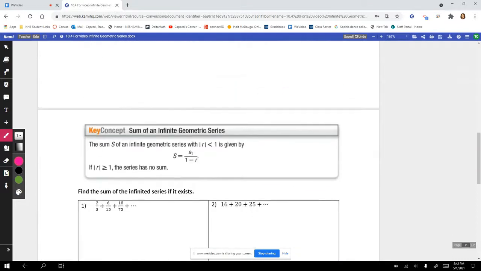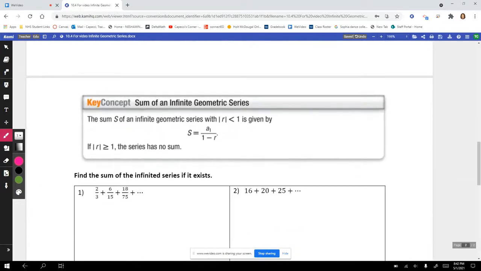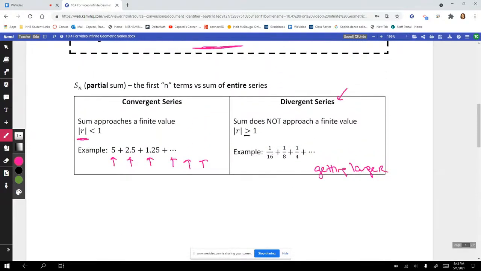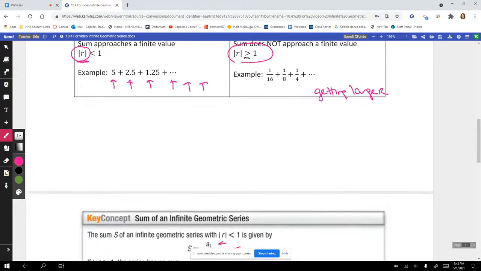All right, so let's look at the sum formula. We've dealt with this before. A sub 1 is our first value. R is our common ratio. Now, again, if the ratio is greater than or equal to 1, the series has no sum. If we look back, again, our convergent series, the R value is less than 1, and divergent, R is greater than or equal to 1.